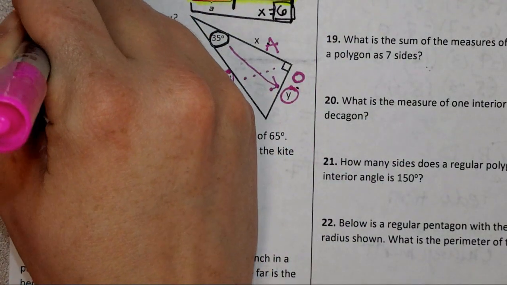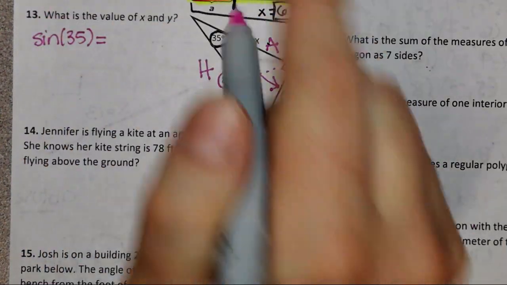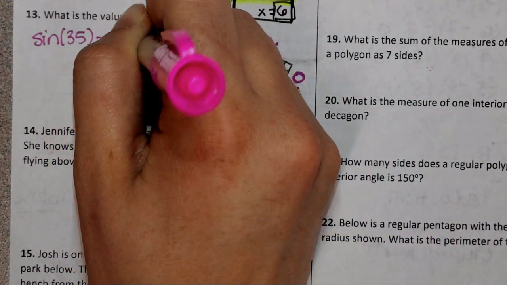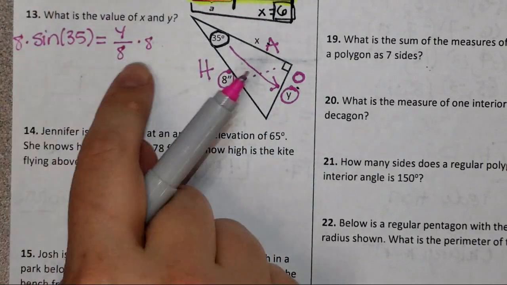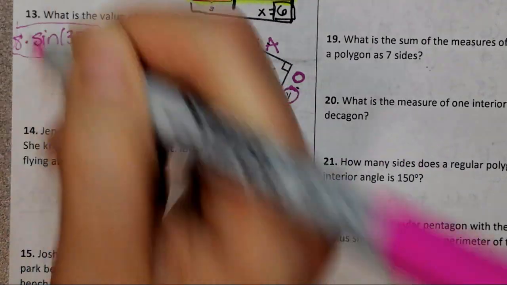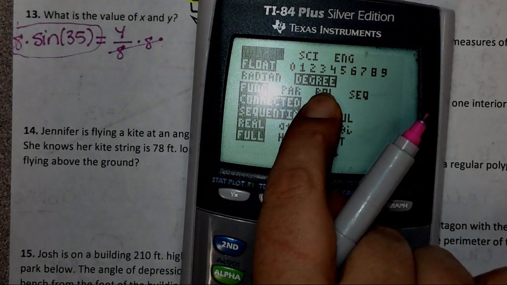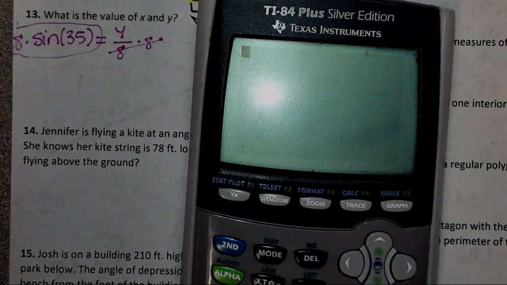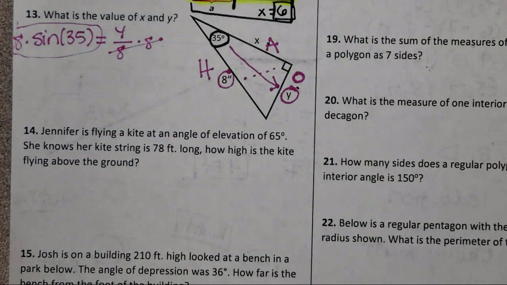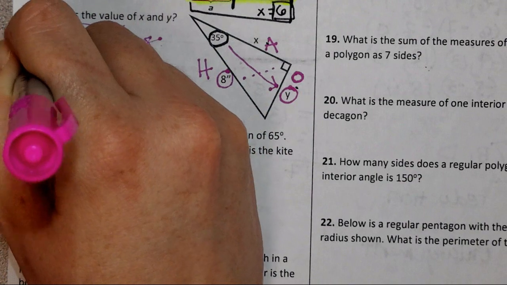So I'm going to say sine of 35 is equal to my opposite side, which is y, over my hypotenuse, which is 8. In order to get y by itself, all you have to do is multiply by 8. And then you put this into the calculator. Make sure you're in degree mode. If you're not in degrees, you're going to get the wrong answer. 8 times sine of 35 is 4.59. That's for y.